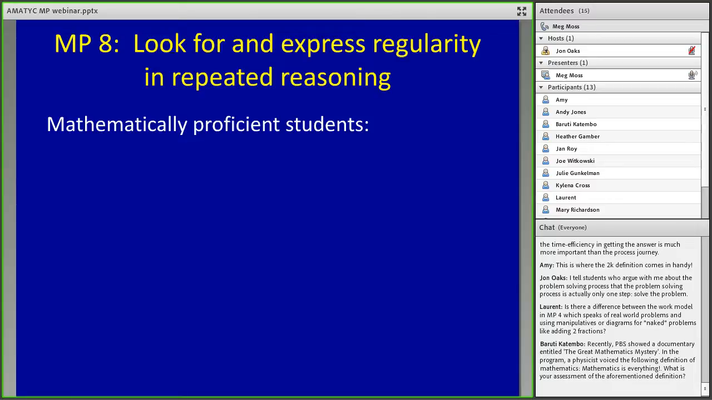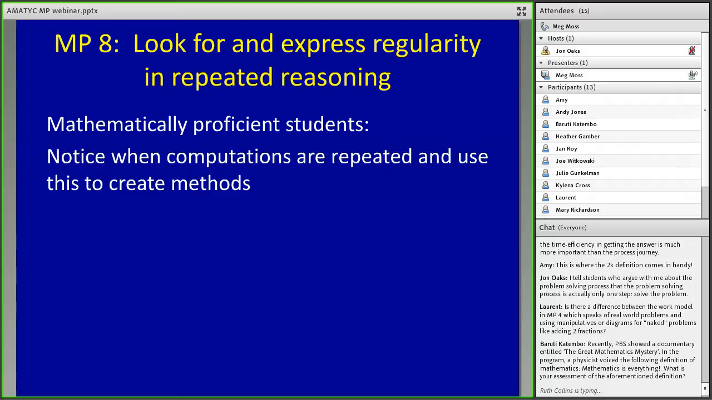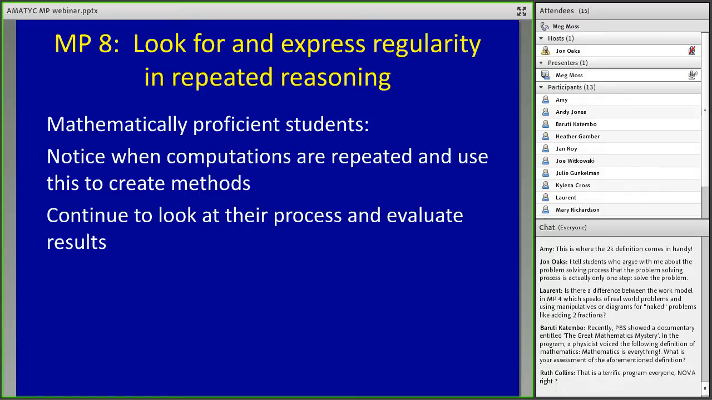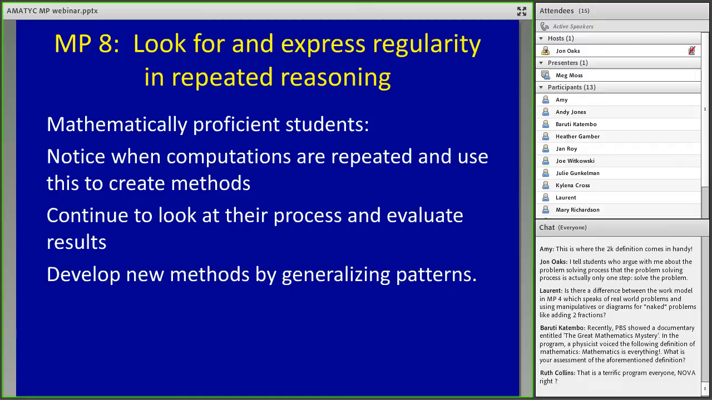And finally, mathematical practice 8. I know I'm talking fast here, guys, but I want to try to finish on time. It is look for and express regularity in repeated reasoning. So this is when we notice that computations are repeated, and we use this to create methods. So to create shortcuts sometimes is what this one is about. And we continue to look at the process and evaluate, and then develop these new methods by generalizing the patterns.